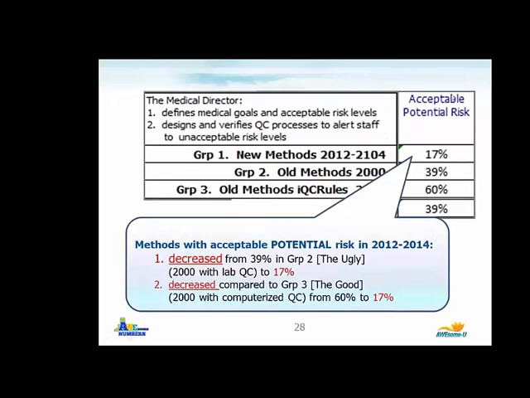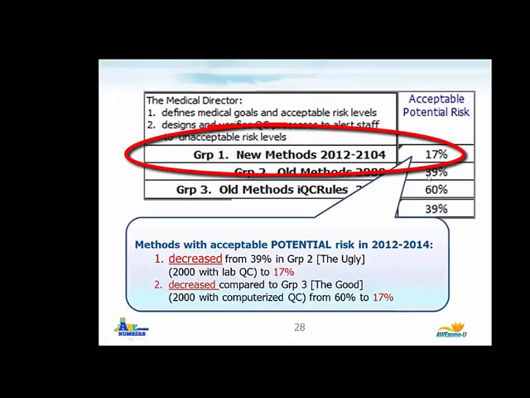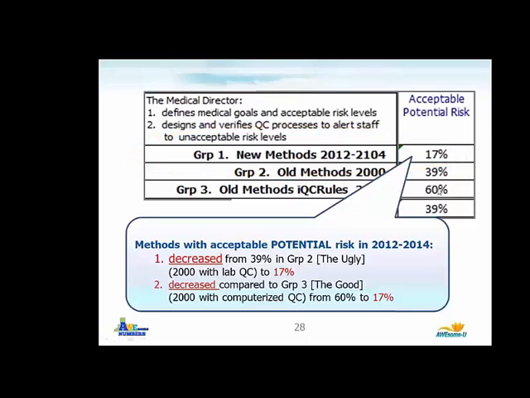Here's what happened when we checked the ability of QC. We simulated a clinically significant error. This group, in 2012 to 2014, only 17% of them could detect that error in the first run versus 39%, 60%.